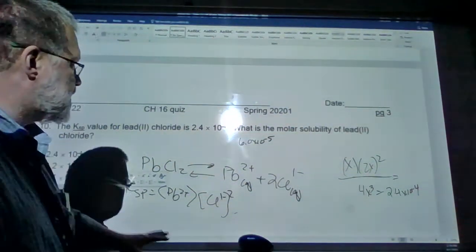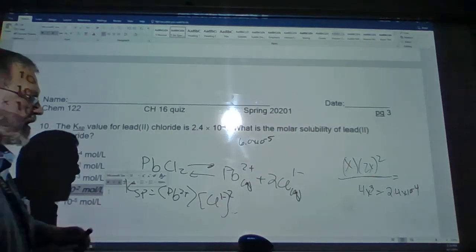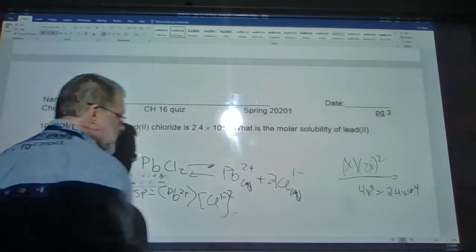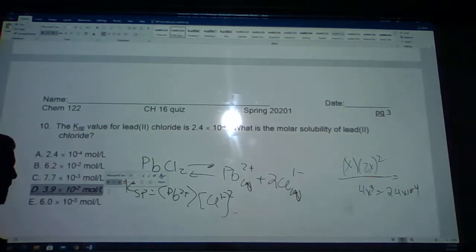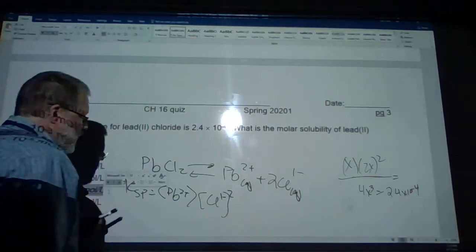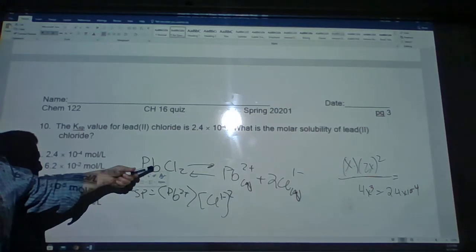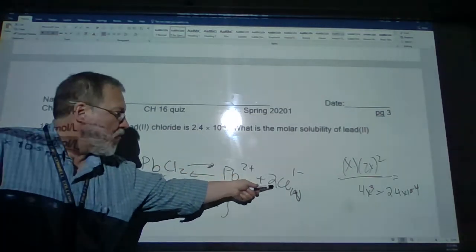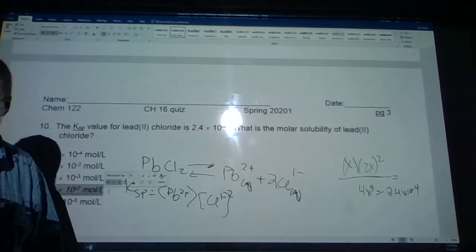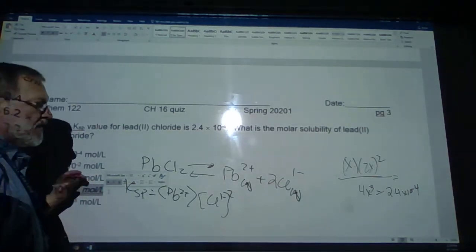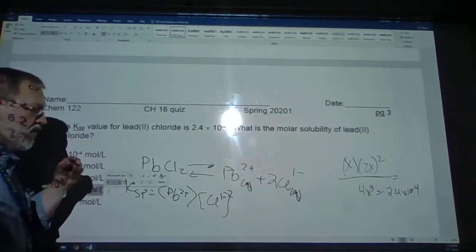When we look at this KSP, notice we're saying for every one of these that busts up, we produce 2 of those. So our mole ratio here is a 1 to 2 mole ratio.